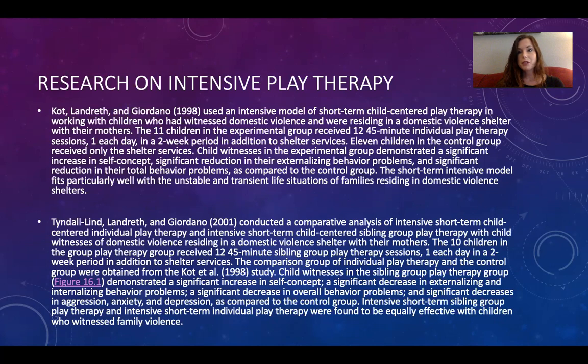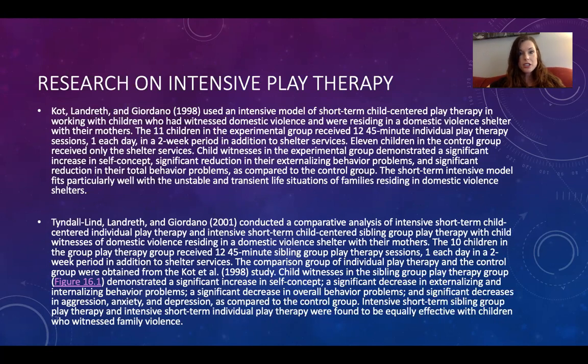Child witnesses in the experimental group demonstrated a significant increase in self-concept, significant reduction in their externalizing behavior problems, and significant reduction in their total behavior problems as compared to the control group. The short-term intensive model fits particularly well with unstable and transient life situations of families residing in domestic violence shelters. So one might assume that if a child has experienced a significant trauma, they might be impacted positively by the intensive play therapy model.